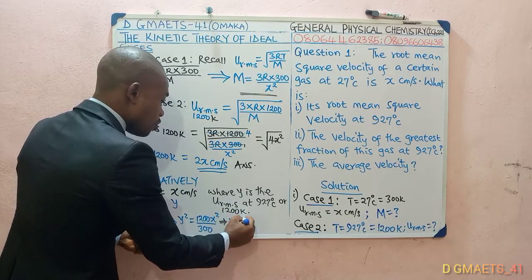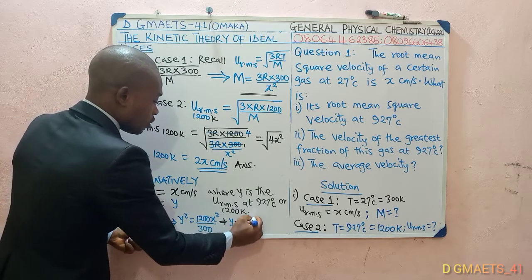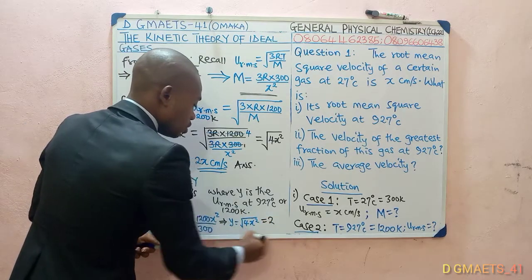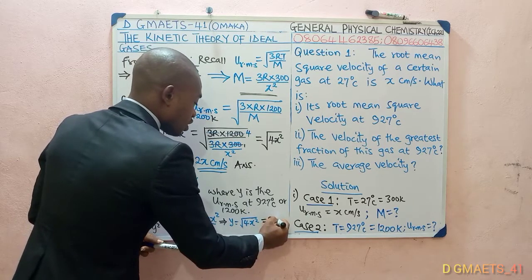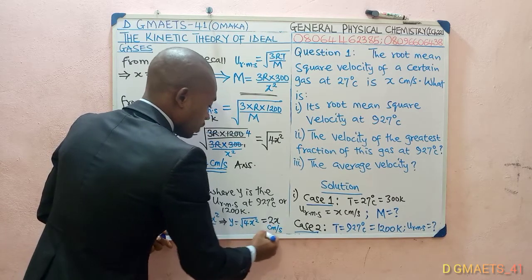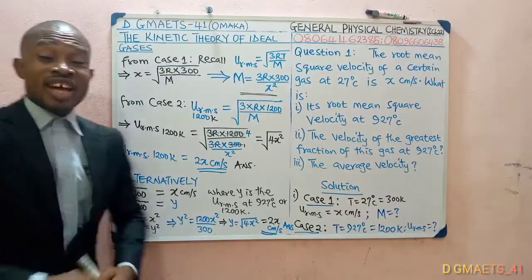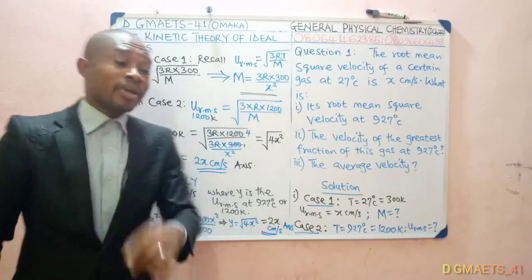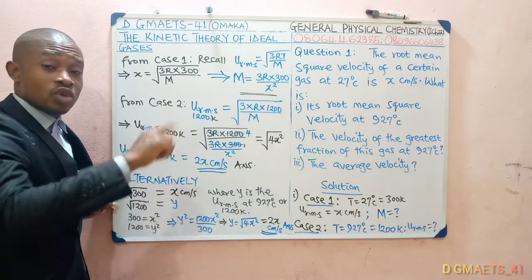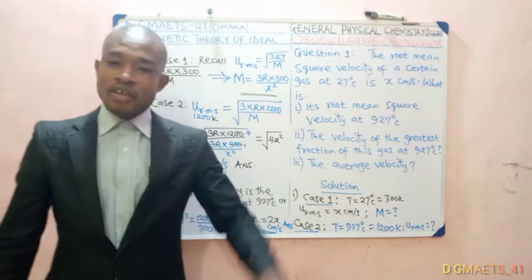y will now become the square root. If 300 divides 1200, you get 4. 4 times x squared. And that again would give us 2. The square root of 4 is 2. The square root of x squared will give us x in the unit of centimeter per second. So this is the alternative solution to this problem using the direct proportionality principle. The only thing is for you to remember that when using this, the temperature initially has to be a square root. Are you following, right? And then in the process, you take the square of both sides, then solve out and get your result.